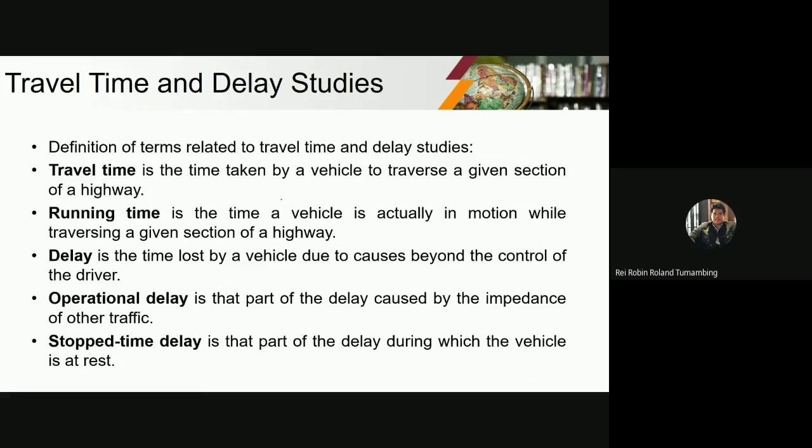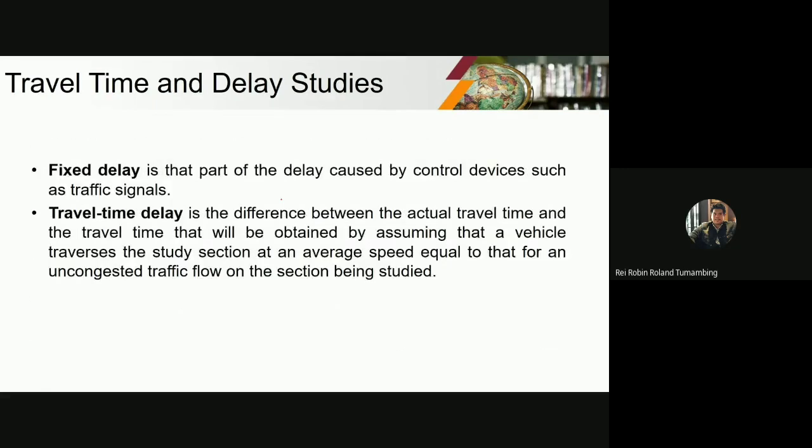Okay? Delay. Next is the delay. It is the time lost by a vehicle due to causes beyond the control of the driver. Yan yung mga obstructions natin. Okay? Pero, yung delay has other kinds pa. Iba pa yung kind niya. First is the operational delay. It is the part of the delay caused by the impedance of other traffic. Then stop time delay is the delay that is part of the delay during which the vehicle is at rest. Next is the fixed delay. It is the part of the delay caused by control devices such as traffic signals. And the travel time delay is the difference between the actual travel time, the travel time that will be obtained by assuming that the vehicle traverses the study section at an average speed equal to that for an uncongested traffic flow on the section being studied. Okay?